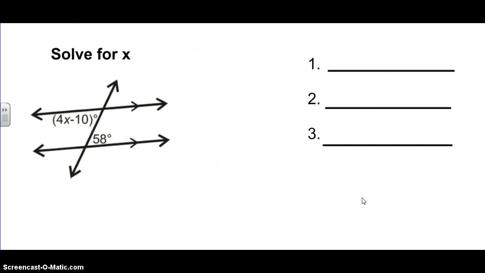All right, so how do we solve these problems if I want to solve for x? There's a three-step process. The first one is to identify the pair. So you just want to go through these and identify first.